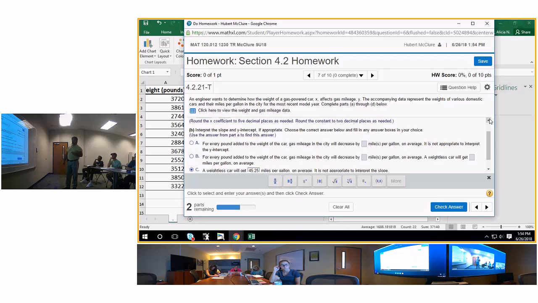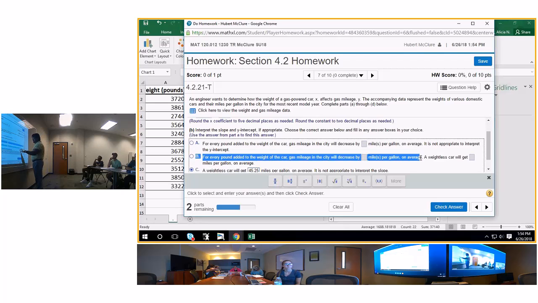Let's look at B. For every pound added to the weight of a car, gas mileage will decrease by blah, blah, blah on average. A weightless car will get 45. Now, I like that one too, but the problem is what? A weightless car does not exist.